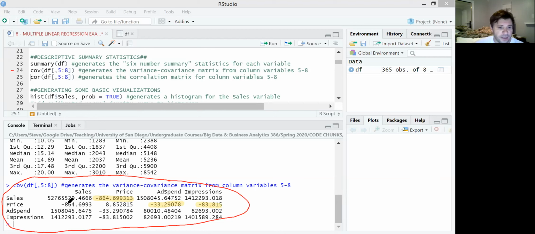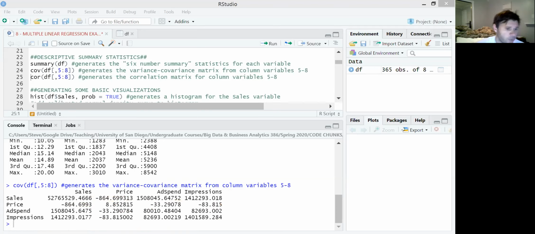You'll notice there are some off-diagonal entries which are the same as their corresponding one. That negative 864, we see that value again right over here. Those two are related. We also see this negative 33 value show up again, and negative 83.815 right here. So you really only need half of this matrix to start looking at relationships between things. But we have some idea where the positive relationships and negative relationships are.